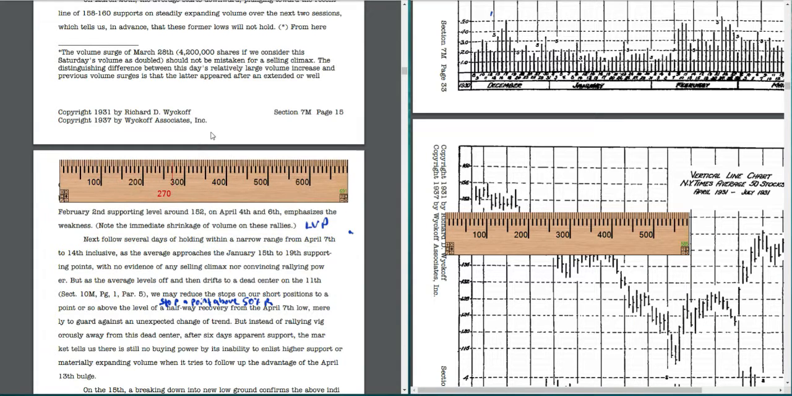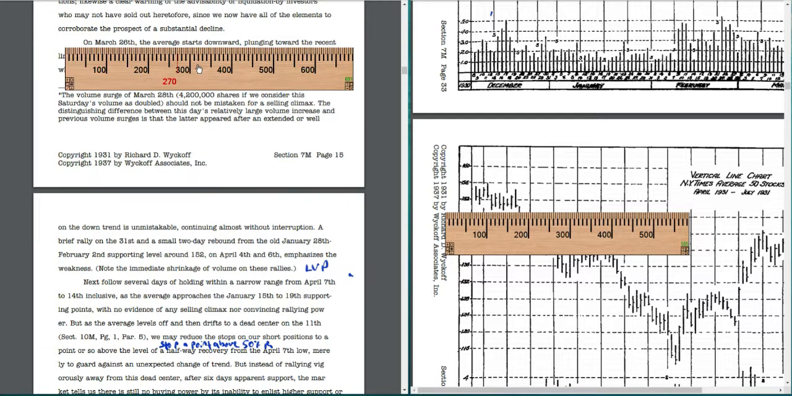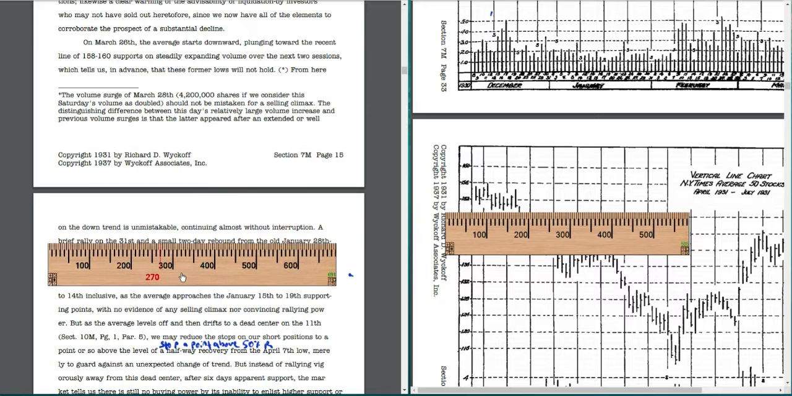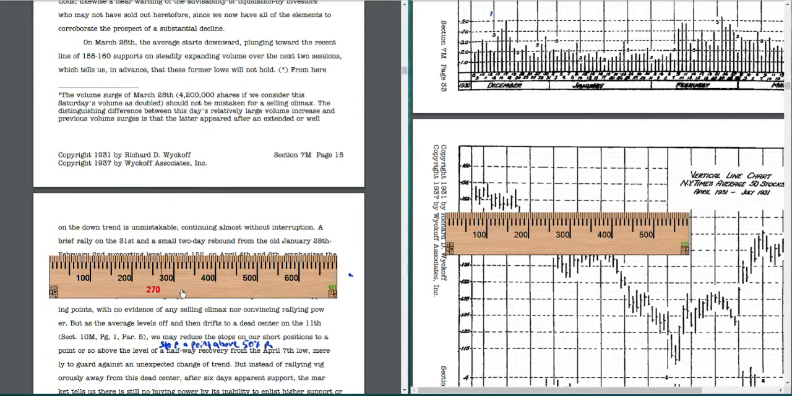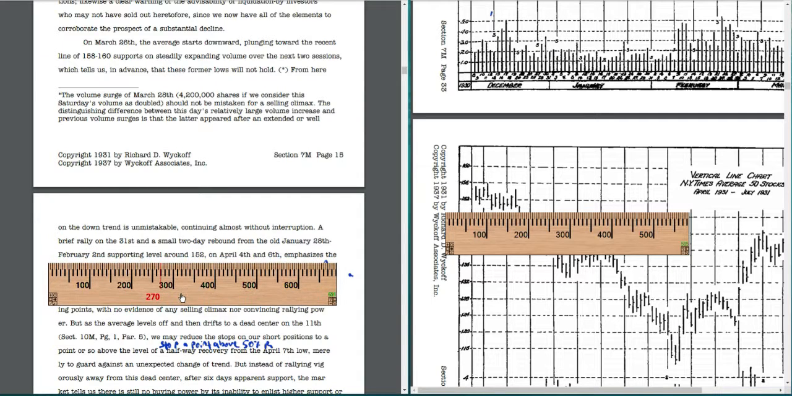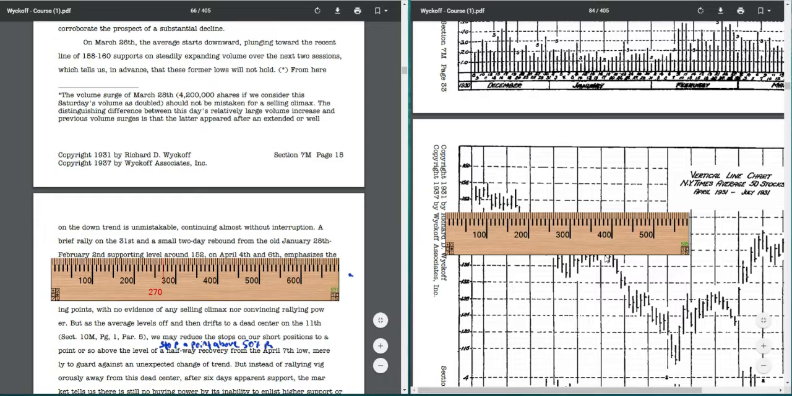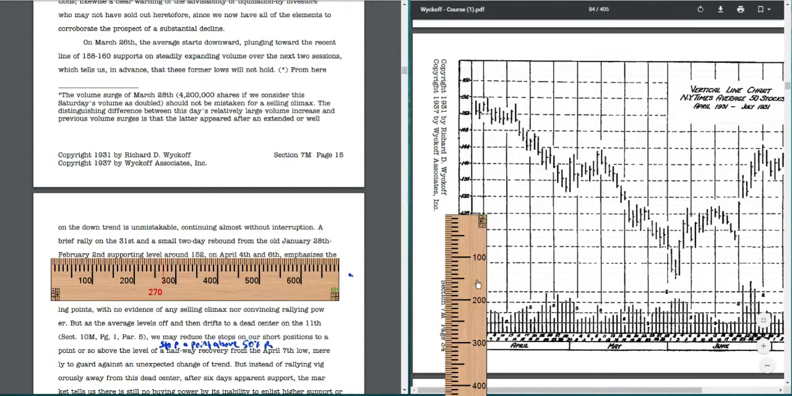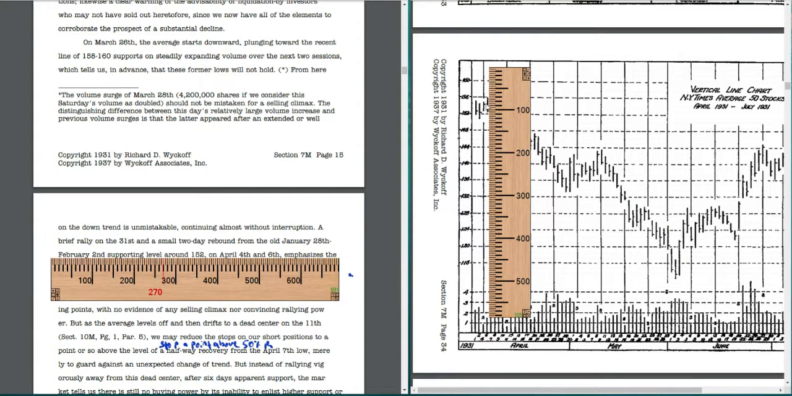March 26th, the average started plunging downward, and then a brief rally on the 31st, and a small 2-day rebound occurred from prior support level on April 4th and 6th. So April 4th and 6th, you had this rally, 2 days, right?